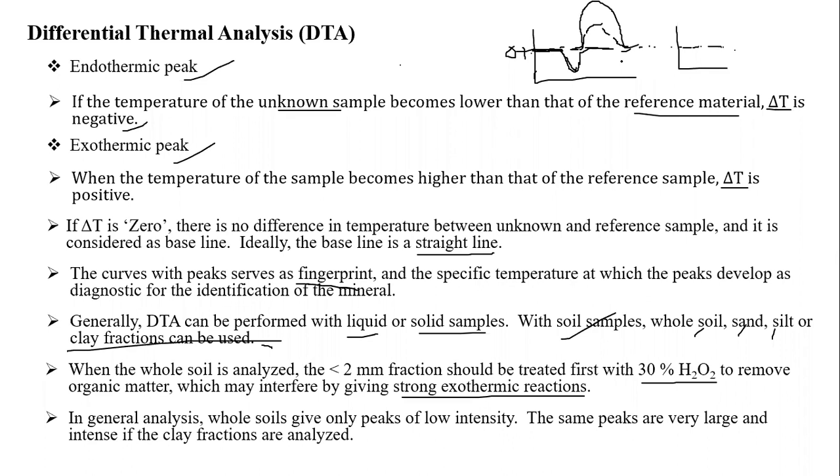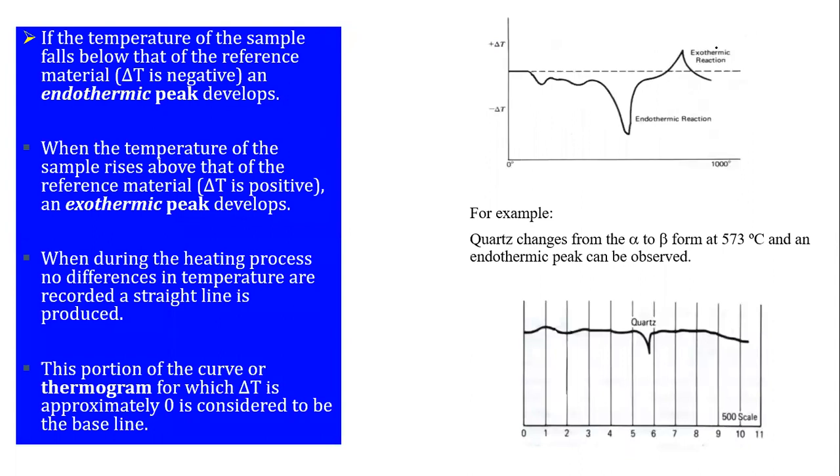So in general analysis, whole soil gives only peaks of low intensity. Some peaks are very large in intensity. So these are all practical matters. This is regarding the original graph of DTA, which I will show. Yes, this is what I need to explain.